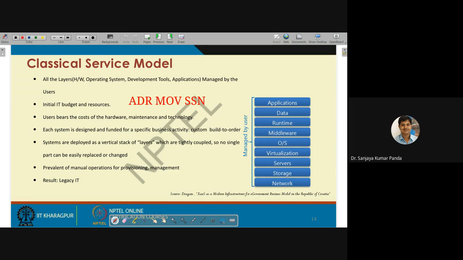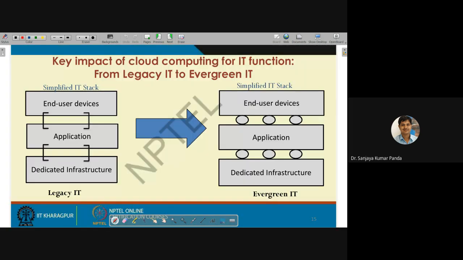Because you can see here, starting from the network to the application, each and everything is managed by the classical user. The user maintains this classical infrastructure. Now, coming to the key impact of cloud computing for IT functions, you can see both sides. In the cloud case you have a stack, and in the legacy IT case also you have a stack.